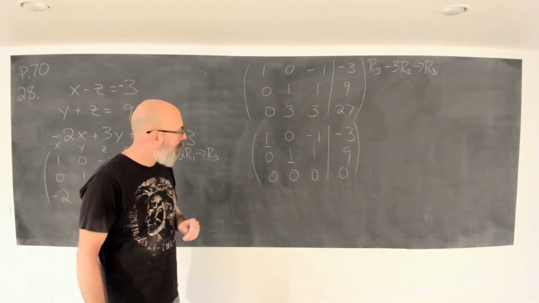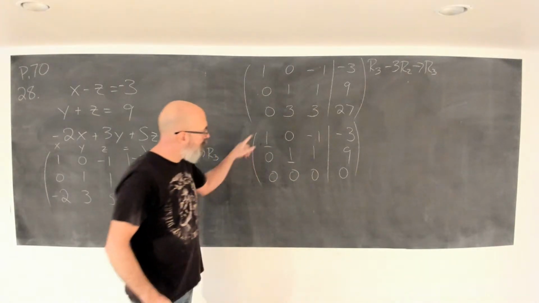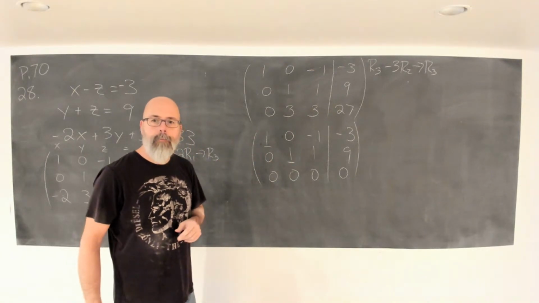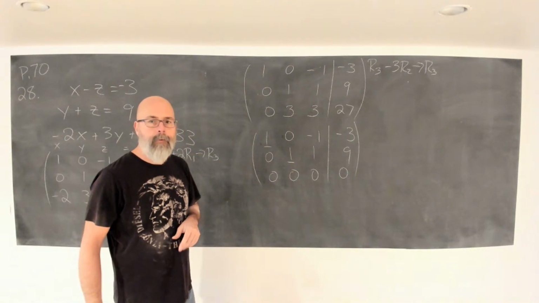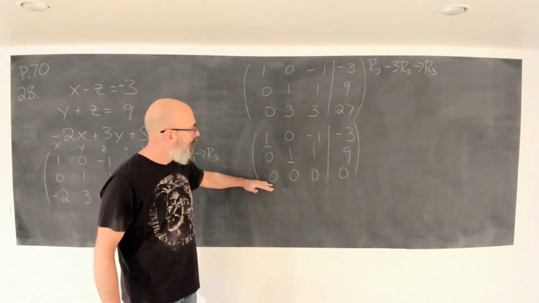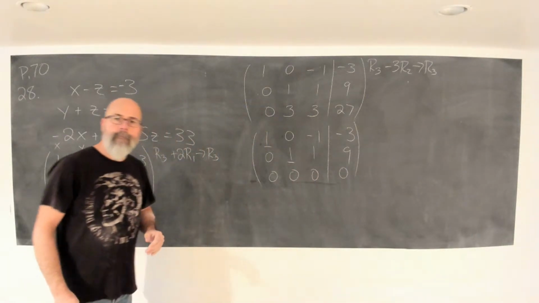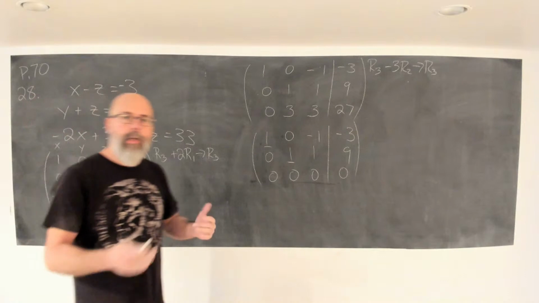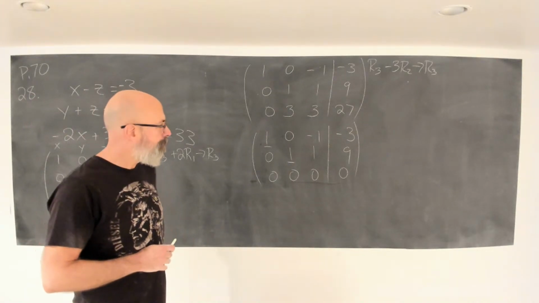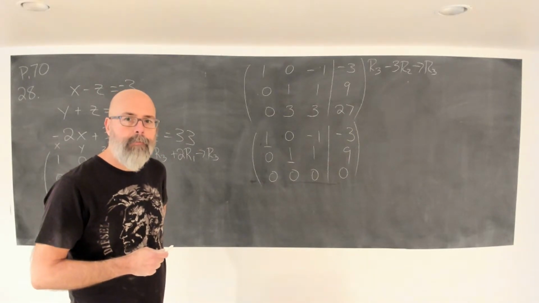First two conditions are met. The leading 1s move to the right as you go down the matrix. Well, that's correct as well. This is to the right of that one. And last condition, rows of zeros, if any, are at the bottom. This is in reduced row echelon form. This is the simplest form the matrix can have.